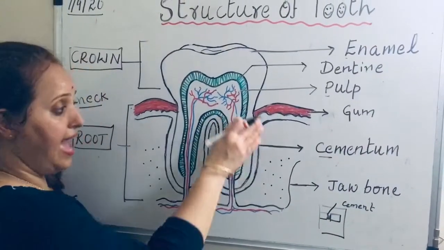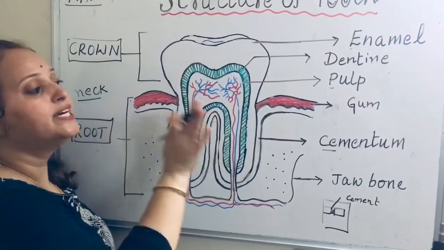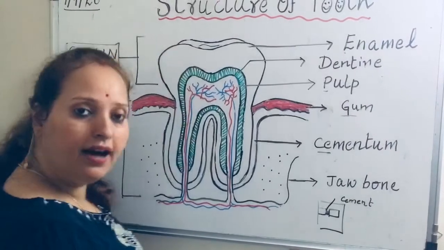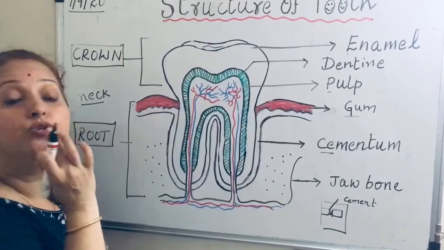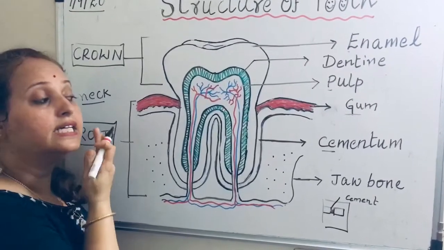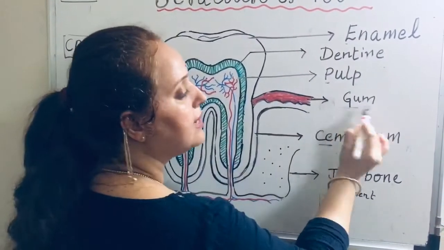Okay, and the lower portion of every tooth is covered by a pink color soft tissue, that is called gums. The soft layer which you can see when you open your mouth, you can see a pink color layer covering the lower portion of your teeth, they are called gums.